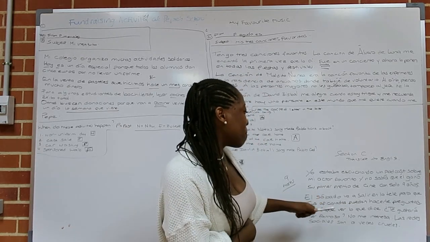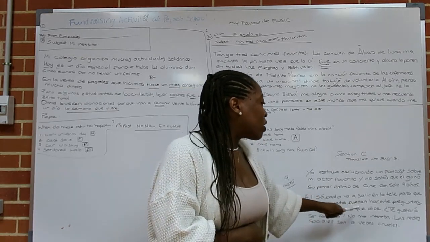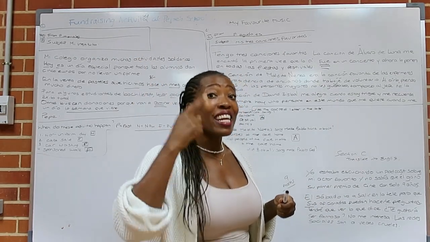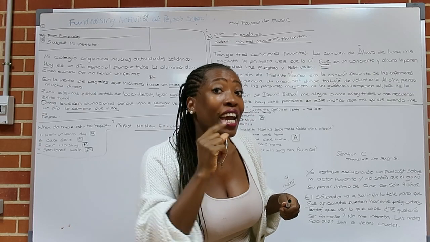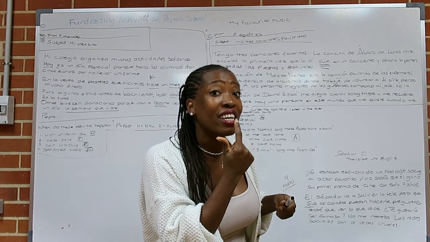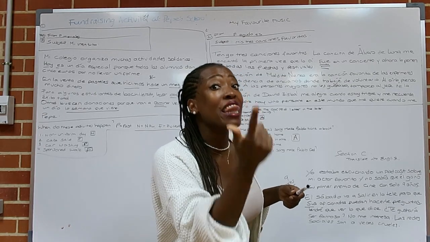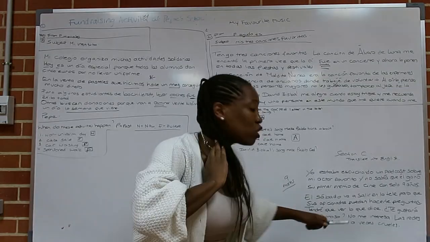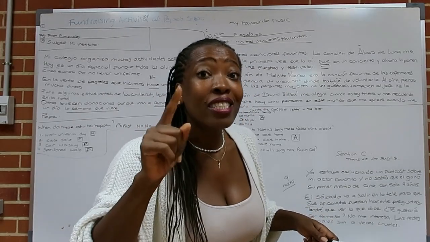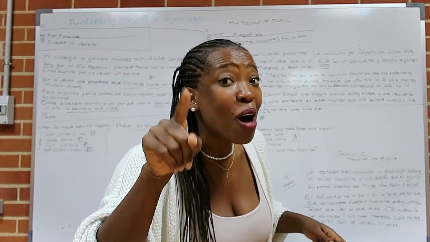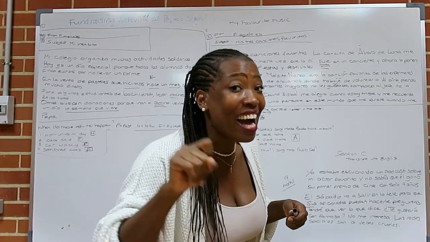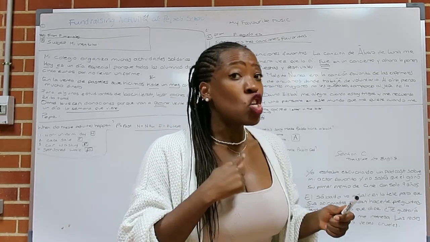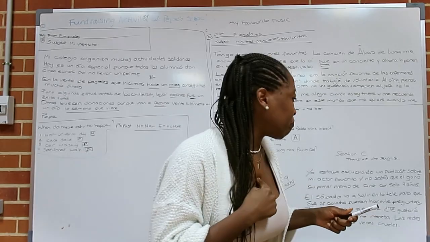Key phrase. Okay? Tendré que ver lo que dice. Tendré, future, tendré que ver lo que dice. Decir lo que él dice, lo que dice. Translate. ¿Te gustaría ser famoso? That's a question. ¿Te gustaría ser famoso? Write that down. No me interesa. No me interesa.